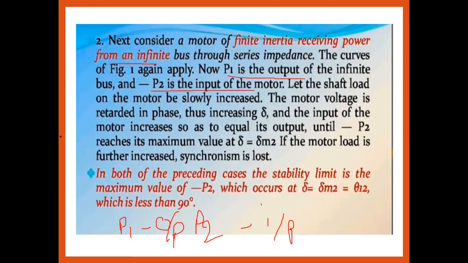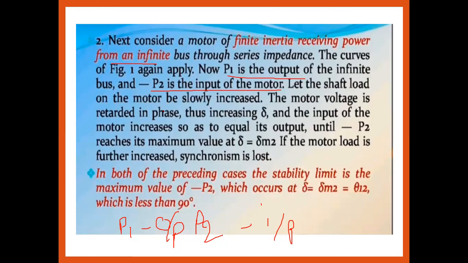So let the shaft load on the motor slowly increase. If the load, that is the shaft load on the motor, is increased, then automatically the voltage decreases and retards in phase. If the voltage decreases, the del increases, and if del increases then automatically the input of the motor should increase. The input of the motor should increase so that it equals its output, to maintain their synchronization until P2 reaches its maximum value.